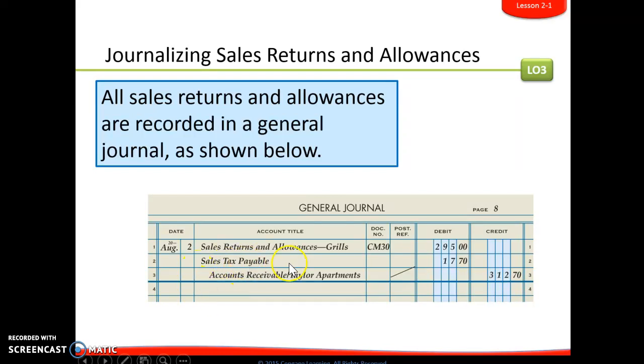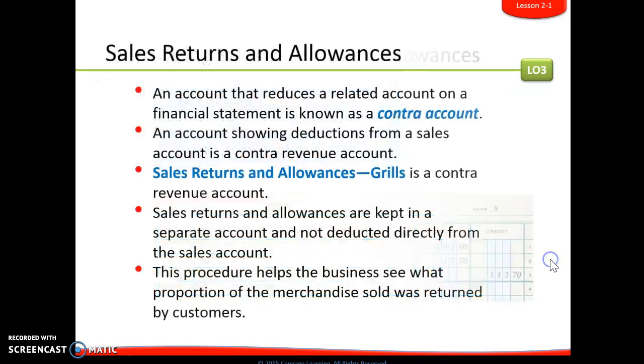Okay, then we have our sales tax payable. And then we have the accounts receivable. So the account receivable is Taylor Apartments. We need to list both of those. Remember, if we have a slash here, we'd put that into our post reference as well because we'd be posting twice.